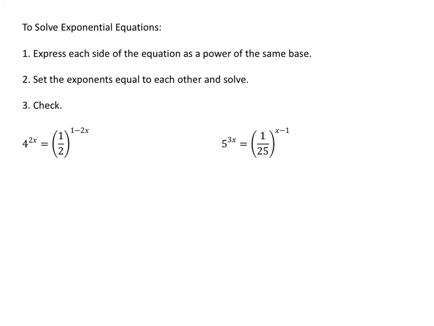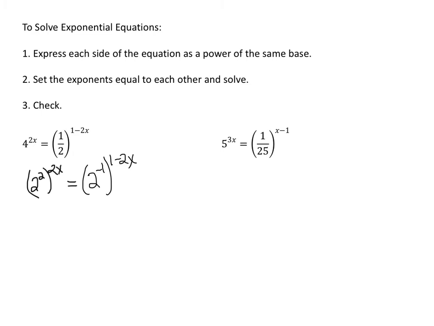Now, when I'm dealing with exponential equations, and I need to solve them for x, the first thing that we're going to do is get each side of the equation as some power with the same base. So if you look at this first one, I've got a base of 4 and a base of 2. Well, I know I can rewrite 4 as 2 squared to the 2x power. And I know that I can rewrite 1/2 as 2 to the negative 1 to the power of 1 minus 2x.